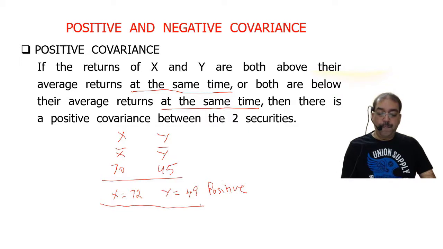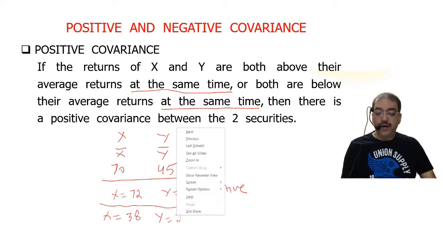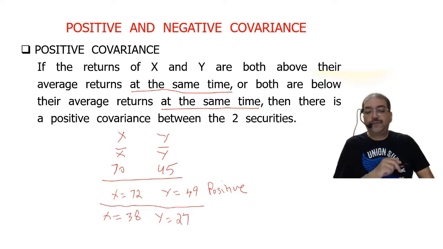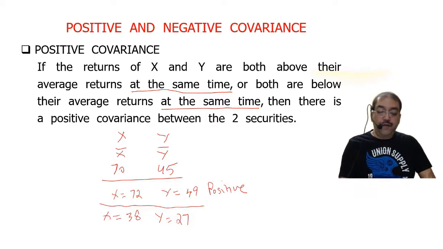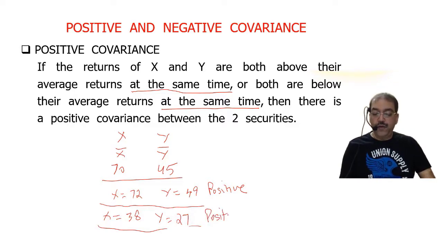Second example: x value at a point of time is 38 and y value is 27. X is below the average of 70. So x is below 70, below its average. Y is also below its average. So here also we say that this is a positive covariance.